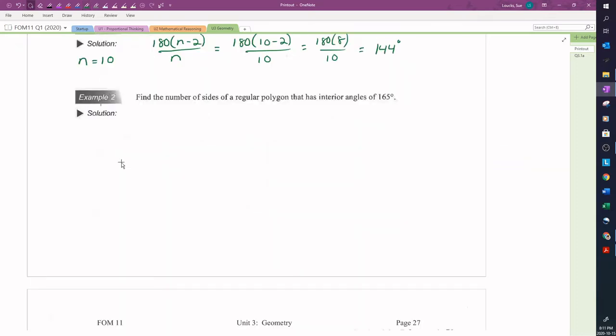Let's use that equation in a different way. This time we're told that the measure of each interior angle is 165 degrees.